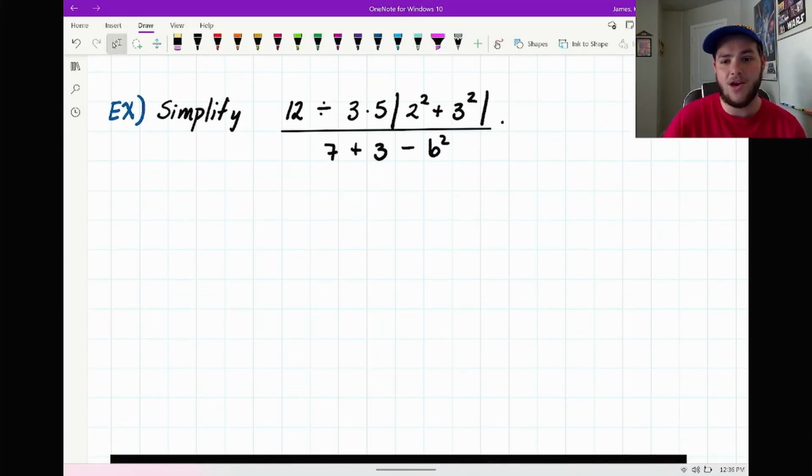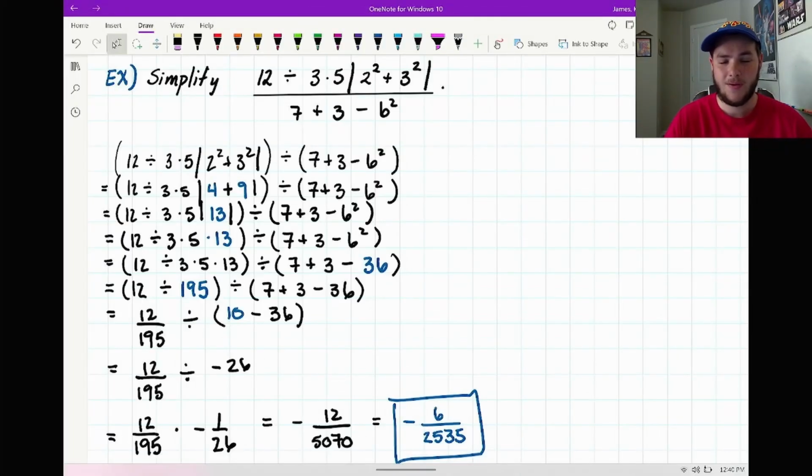Why don't you pause the video here to see if you can try this one on your own? Kind of an ugly answer. The first thing I did was rewrite this fraction as division so that my order of operations were more clear. The trick to this problem was those absolute value bars, but they work just like parentheses. So I resolve everything in those inner set of parentheses first. I did my exponents, then my addition, and then I applied the absolute value, and that resolves my innermost set of parentheses.